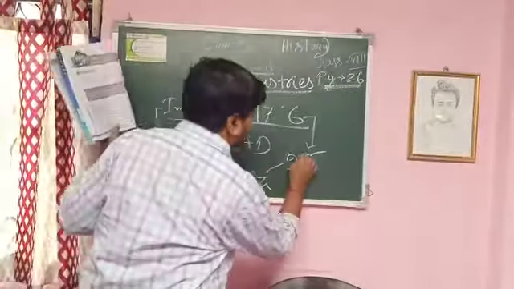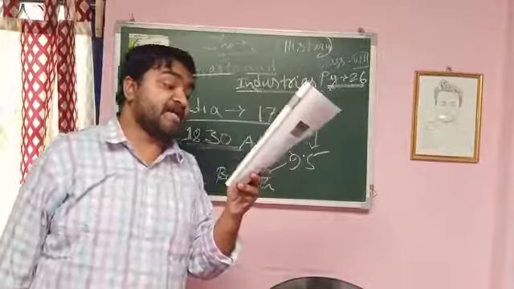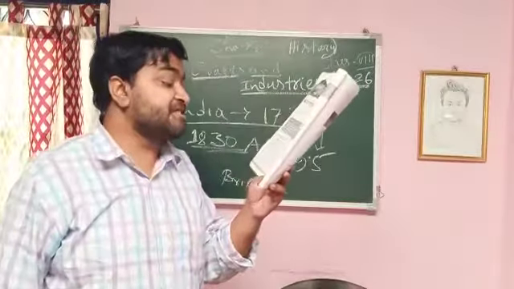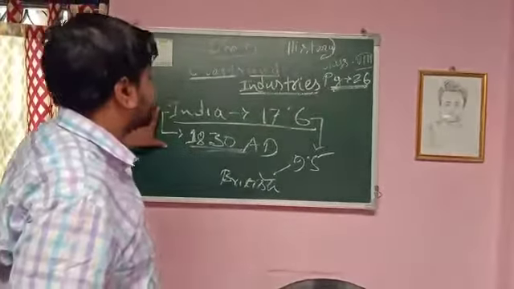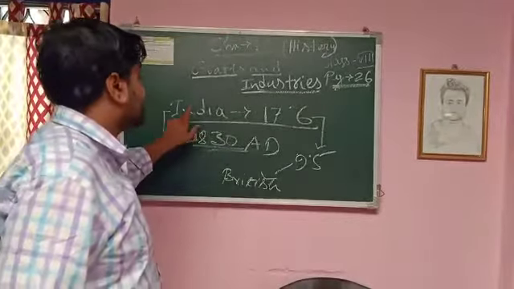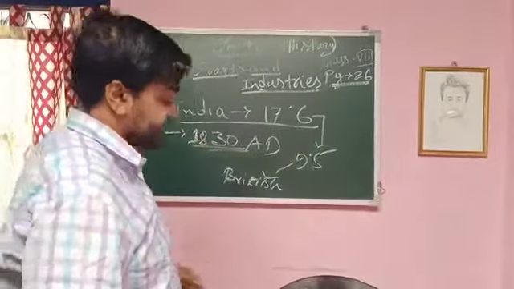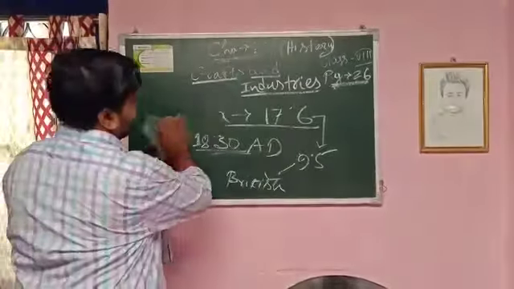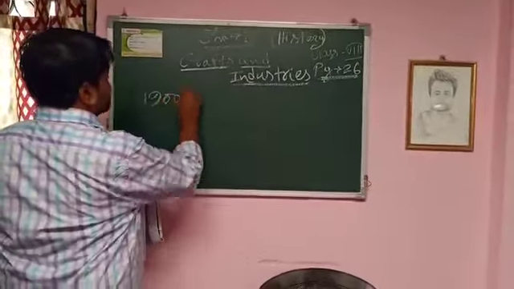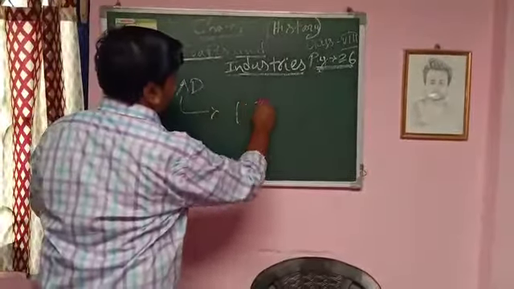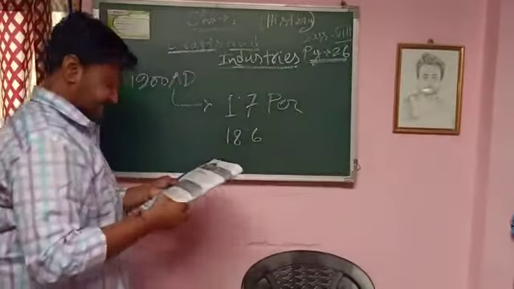The British record is 9.5%. While in 1900, the Indian share declined to 1.7%, while the British had grown to 18.6%. So in 1830, the Indian share was more than the British, but it changed. In 1900, India's percentage is only 1.7%, and the British is 18.6%.